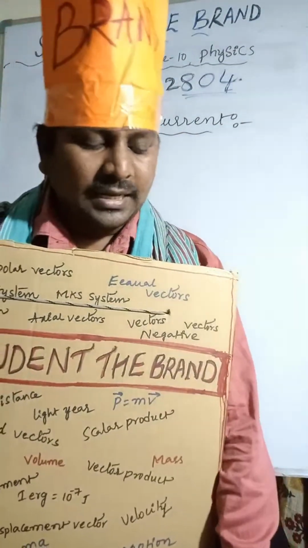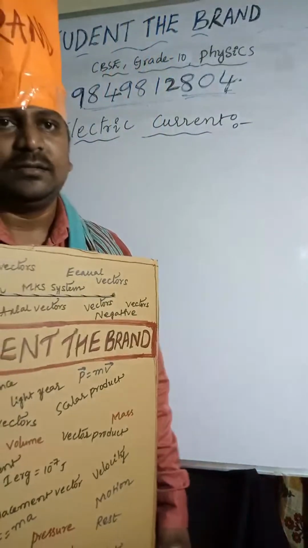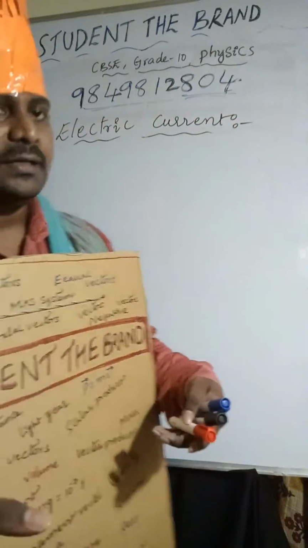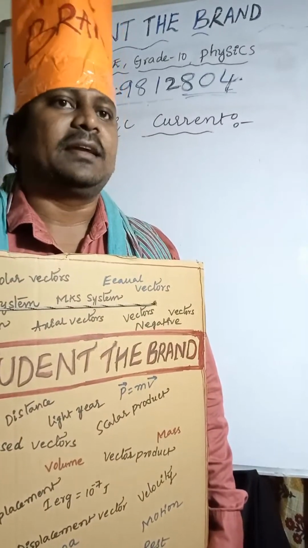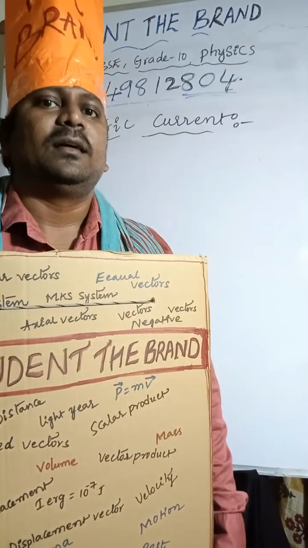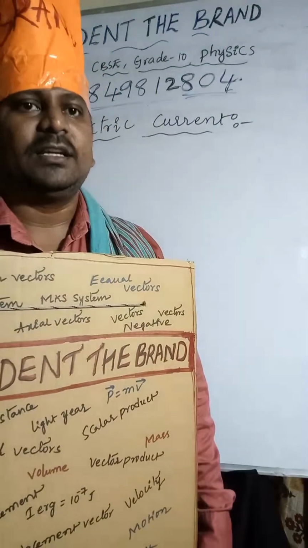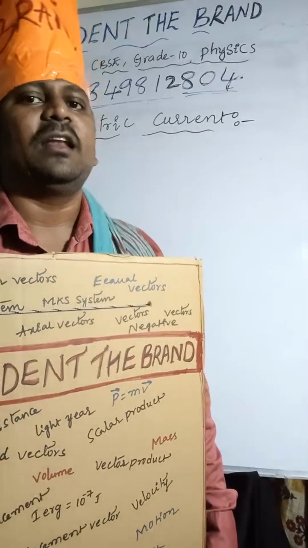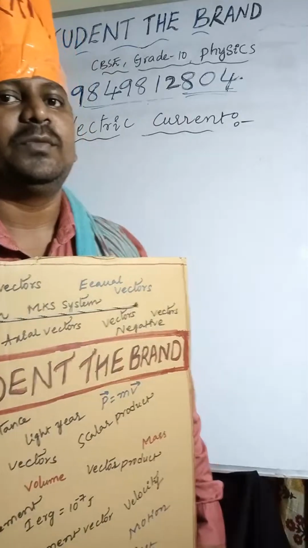Today's topic is electric current, CBSE Grade 10 Physics. In electric current, we'll discuss current definition, electrical appliances, and Ohm's law. After that, resistance and resistivity. After that, resistors connected in series combination. After that, resistors connected in parallel combination, and the heating effect of electric current. So until that one we will discuss now.